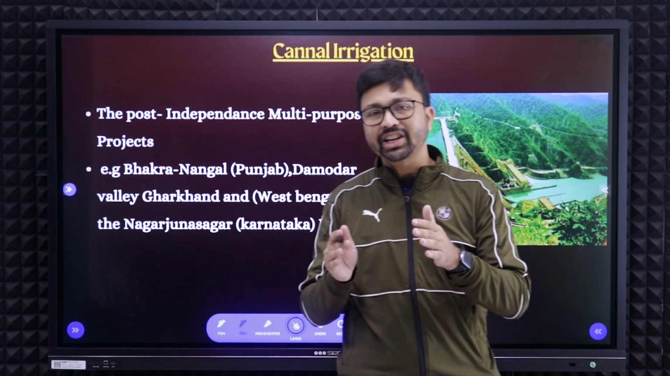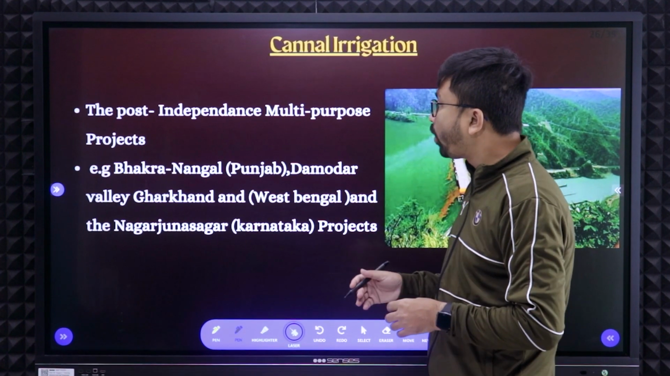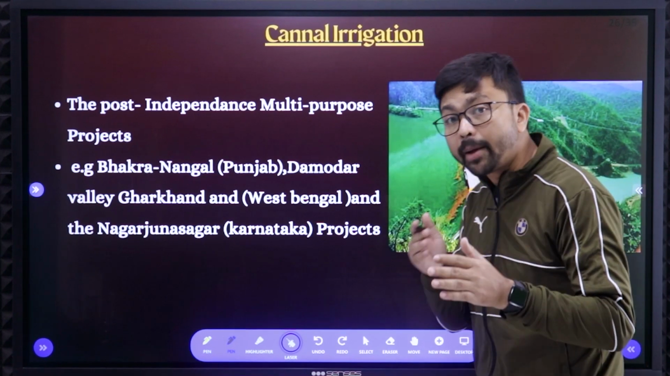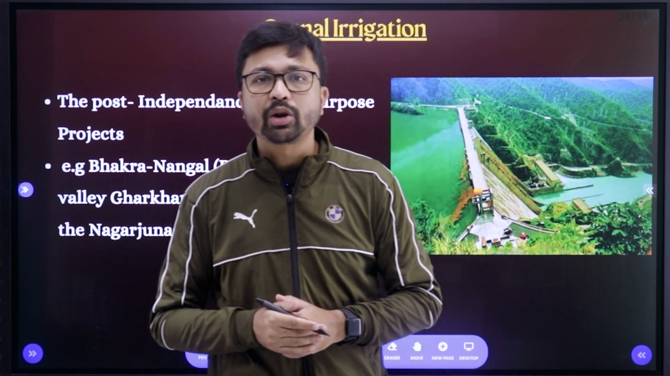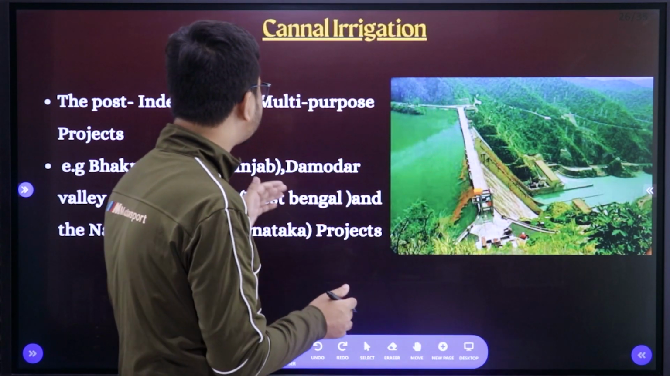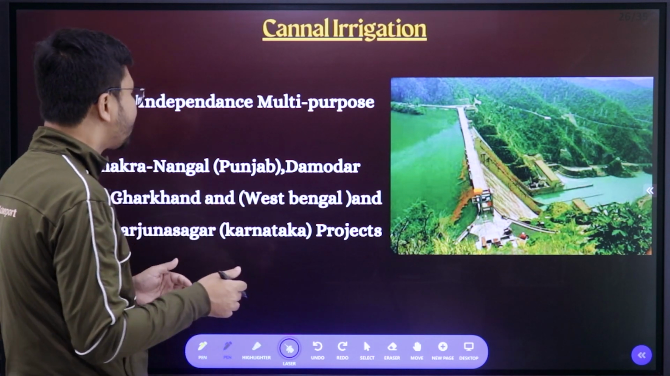Canal irrigation is increasing its covering area after independence. Why? Because of the many multi-purpose river projects, we are able to supply water to areas where natural water, meaning rainwater, is not available so much. That's why it is getting popular after taking up different multi-purpose river projects.